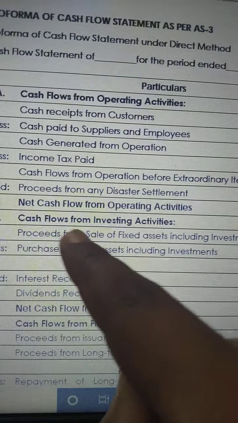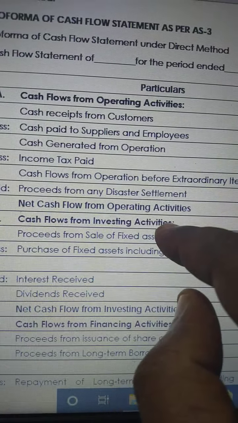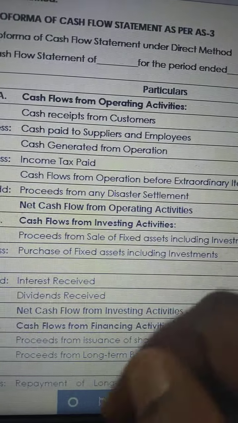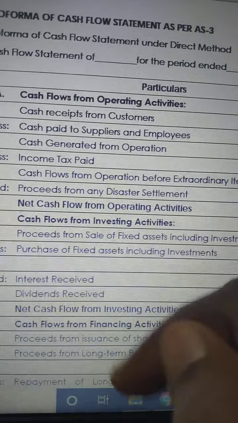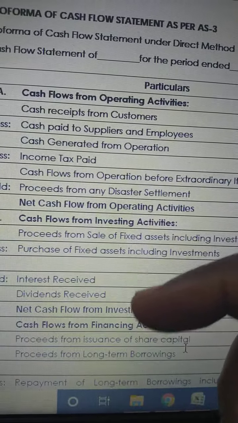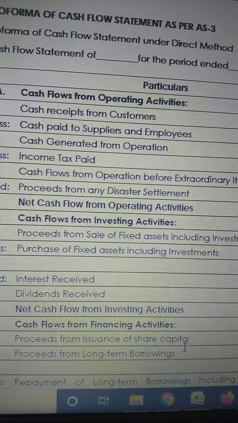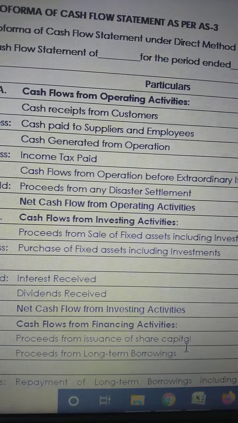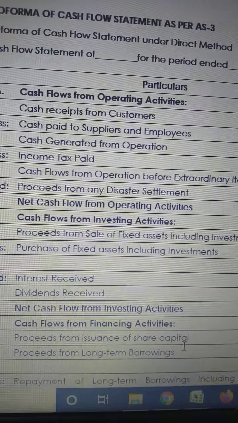Then come to investment activity. Investment, you have to think of it as mostly outflow. I will invest in my fixed assets, in shares and debentures, in bonds. If I invest in fixed assets, what will happen? One day I will sell that asset, so there are proceeds from sale of fixed assets. Okay?